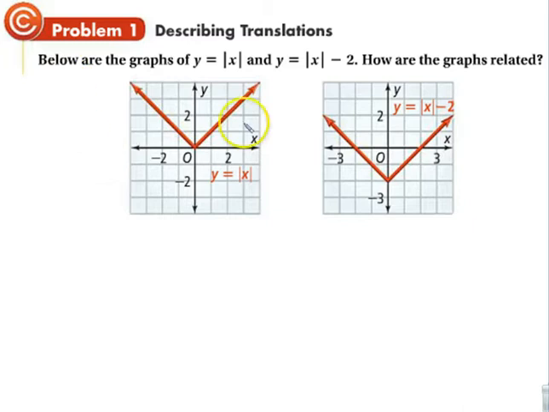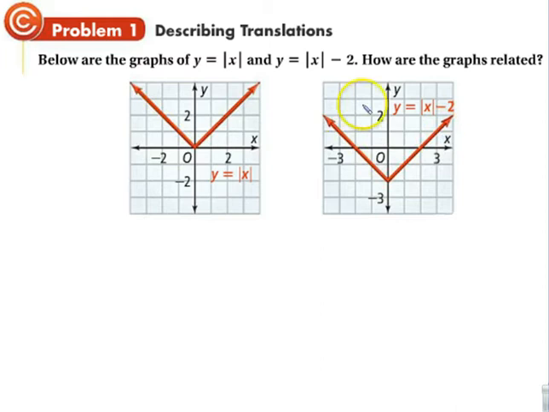Okay, so here are two graphs. This is y is equal to the absolute value of x. Remember, as the x value gets bigger, the y value does. As the x value gets smaller, the y value gets bigger. Okay, so that's what keeps it above the x-axis. Now, notice what happens if I take that and I subtract 2 from it. I just move the graph down.